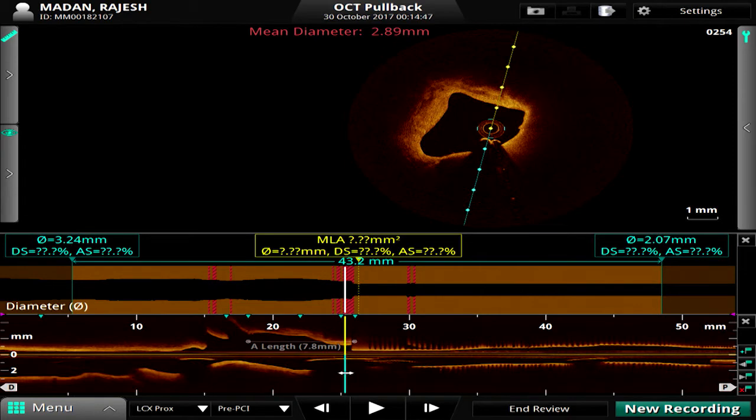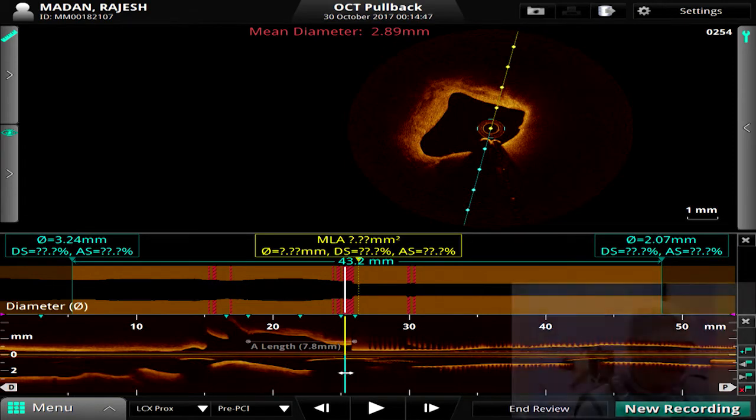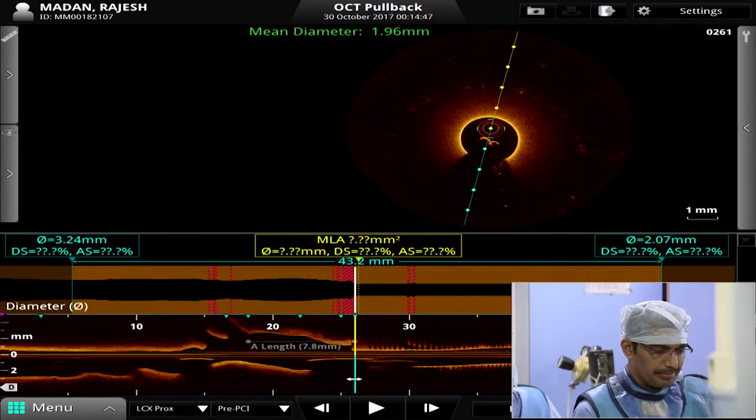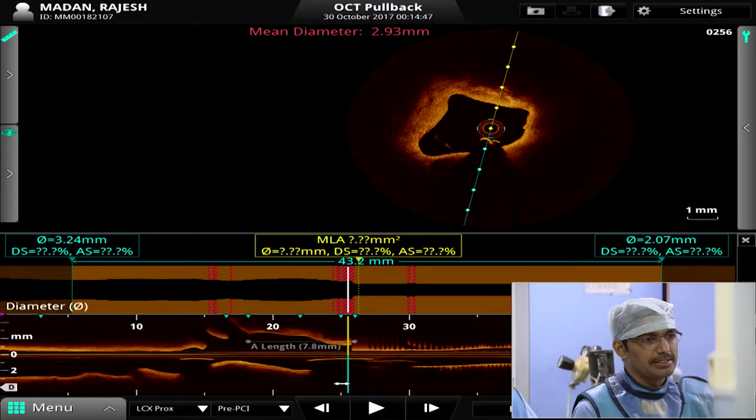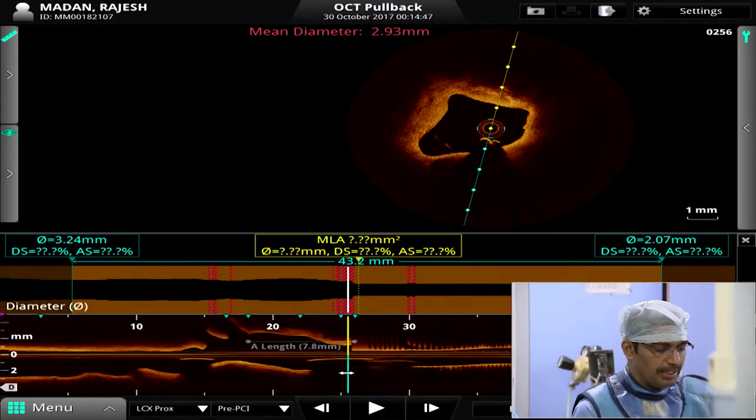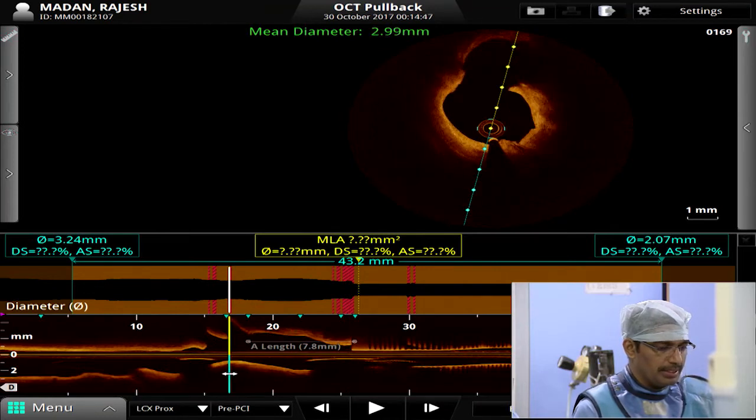Sorry, is this a pullback from the LCX? Yes, it's a pullback, one from the LAD to the left main, and the other one from the LCX. Because it's a bifurcation disease, we just wanted to be sure about the LCX ostium. But if you see here, the LCX ostium is well open.